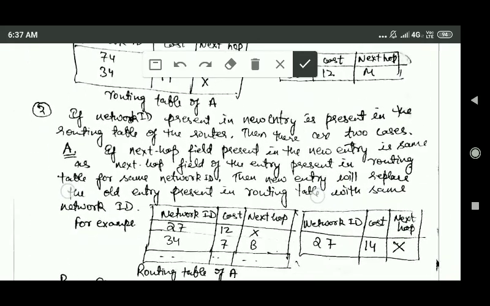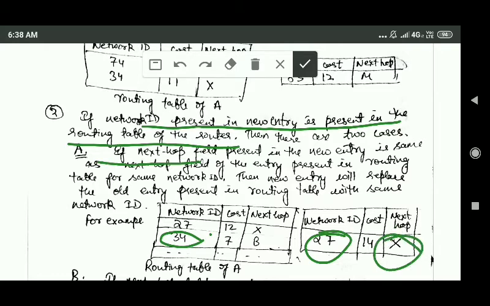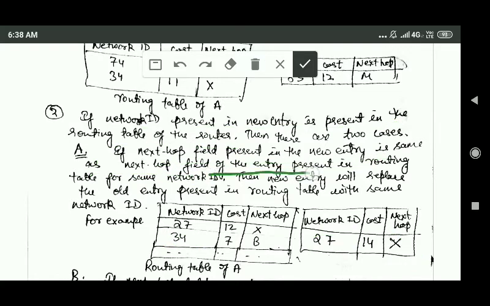Now if the network ID present in the new entry is present in the routing table of the router, then there are two cases. If the value specified in the network ID of the new entry is present in the network ID field of any entry of the routing table, then we will check the next hop field. If the next hop field present in the new entry is the same as the next hop field of the entry present in the routing table for the same network ID, then the new entry will replace the old entry.